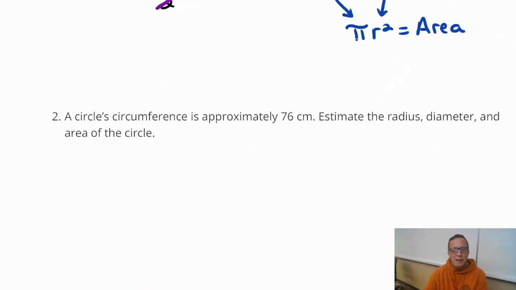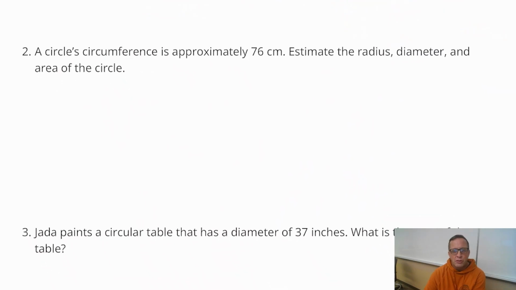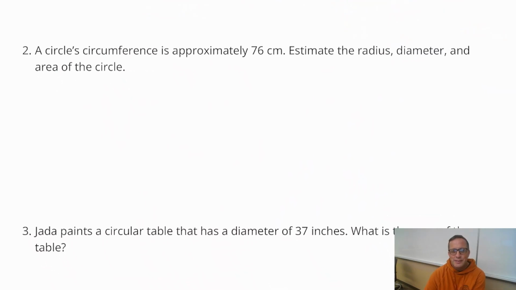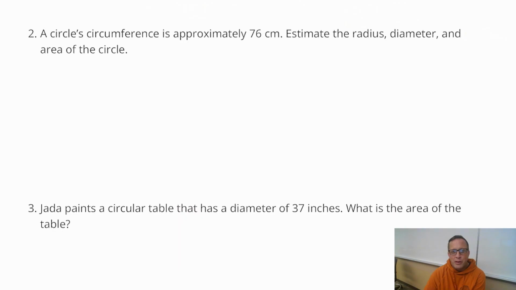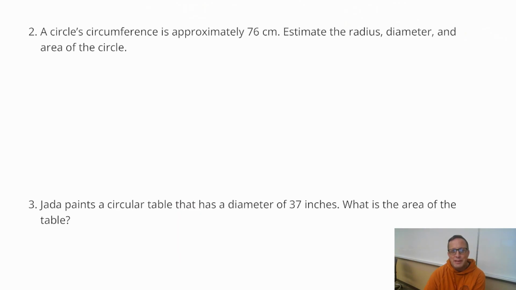So, all right, number 2: the circle's circumference is approximately 76 centimeters. Approximately, so it sounds like we're rounding here. Estimate the radius, diameter, and area of the circle. Estimate those things. So here is what I am going to do.